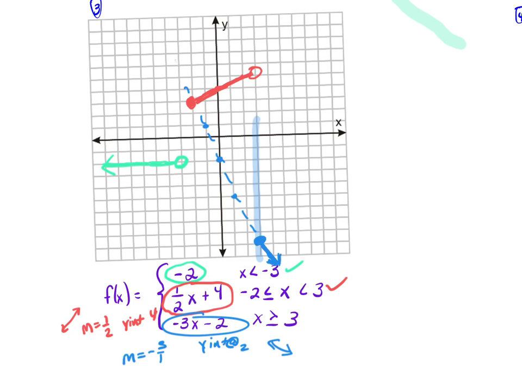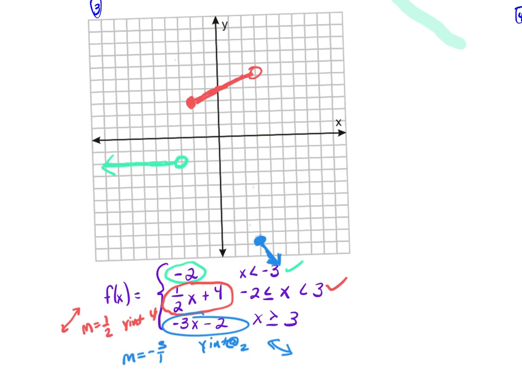Good. So your piecewise function should look like this. That's what your graph should look like. It should be real easy for me to see that you understand which pieces of which line you want. Okay? Going over here to the second one.